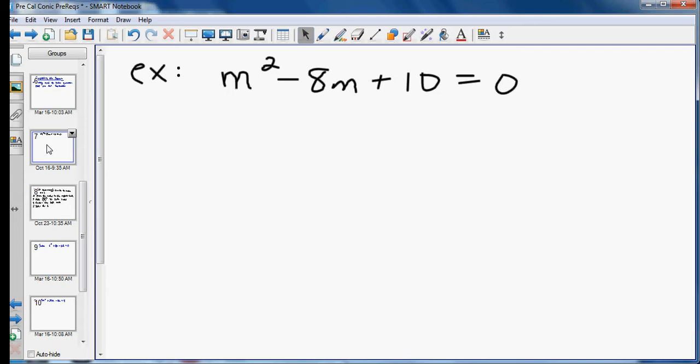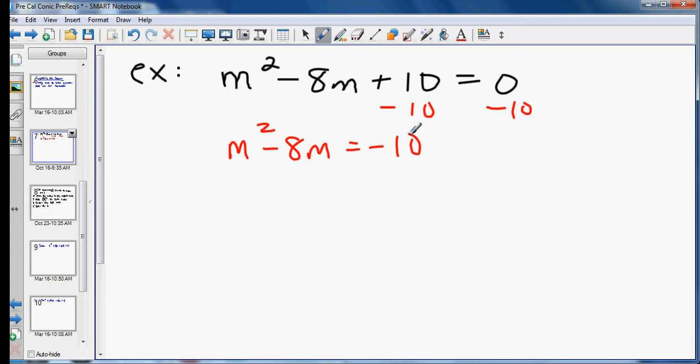The first step with completing the square is to get the constant, in this case the 10, by itself. So we want to subtract the 10 from both sides and get m squared minus 8m equals negative 10. So that's always the first thing you want to do. Make sure the constant is off by itself. You want it on the other side of the equation from the variables.